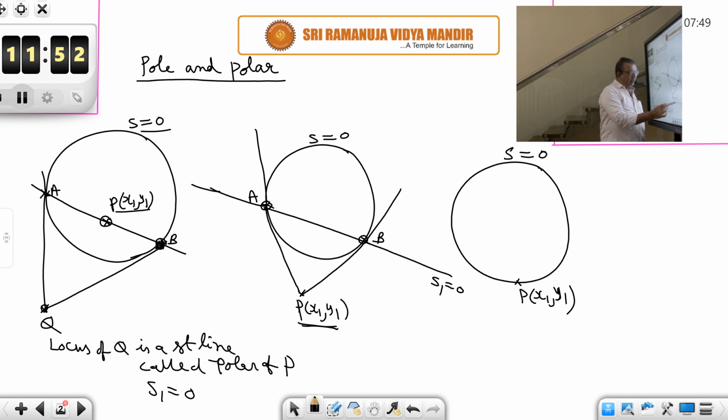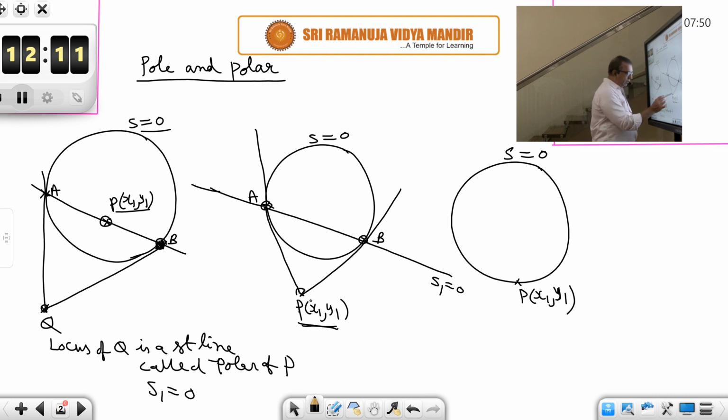What is the polar of the point P with respect to the circle S is equal to 0? It is also S1 equal to 0. Means what? Means the chord of contact itself is the polar. That's all. That is the meaning. But polar definition is different. So what is the definition of polar? We have seen in the first case.